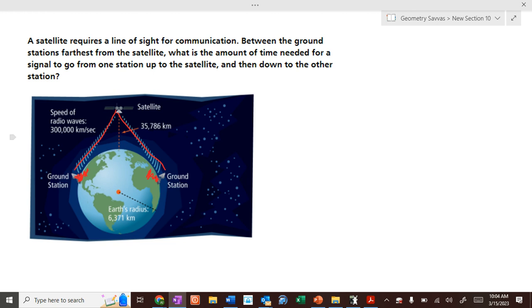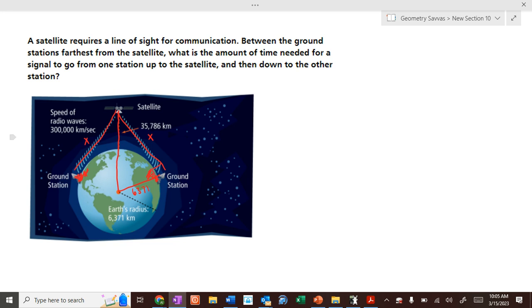All right. How long will it take? Now, what I need to do is I know the radius of the Earth, which is 6371. The satellite is 35,786 above the Earth's surface. But what I need is this line all the way up to the satellite. So from the center of the Earth to the satellite is what we really need. Okay? Because I've got to figure out what x is here and what x is here.